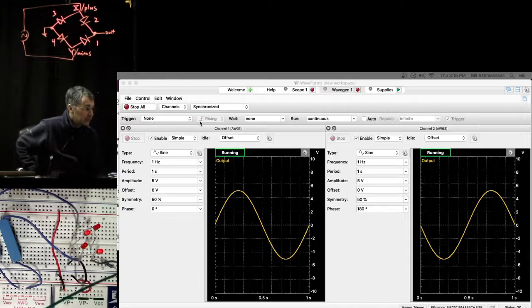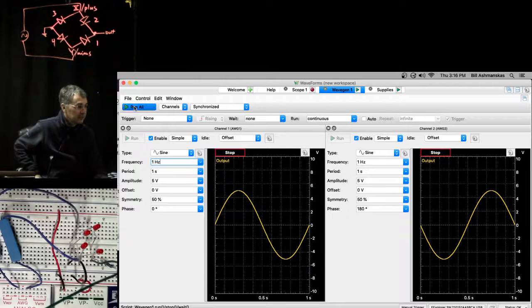And then you want to do synchronize. Where's the synchronize? Oh yeah, here they are, synchronized. Okay, so they're synchronized with each other, and then they're both enabled. I think to make sure they're synchronized, you want to stop all and then run all. Otherwise, it's possible for them to be out of sync.